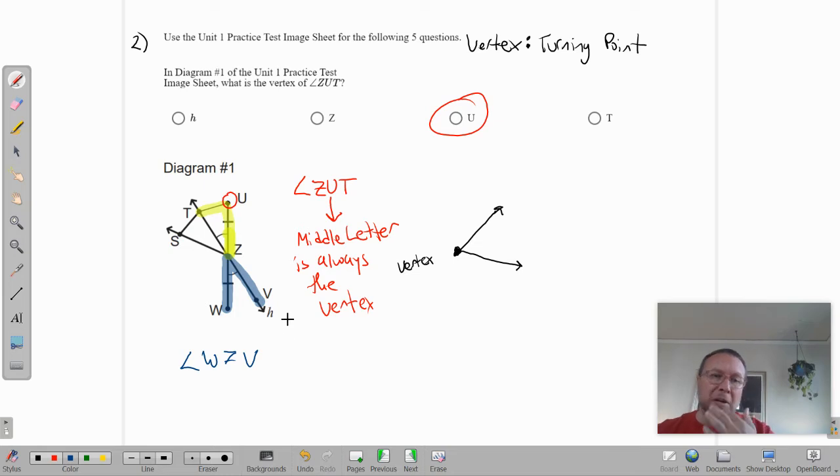That would be my vertex. So just look for the middle letter or where the angle turns, and that would be your correct answer there. All right, so go ahead and pause here and try number 2, or we will carry on to the next question.